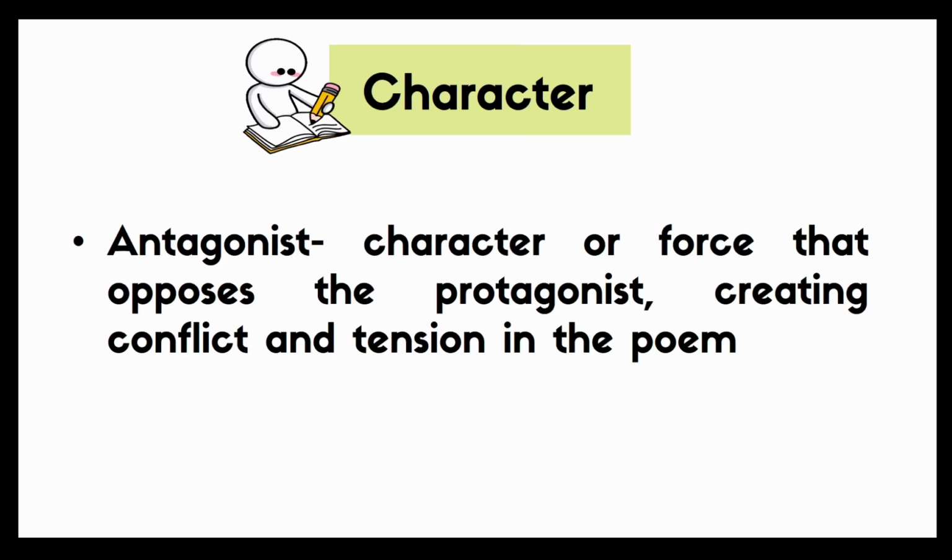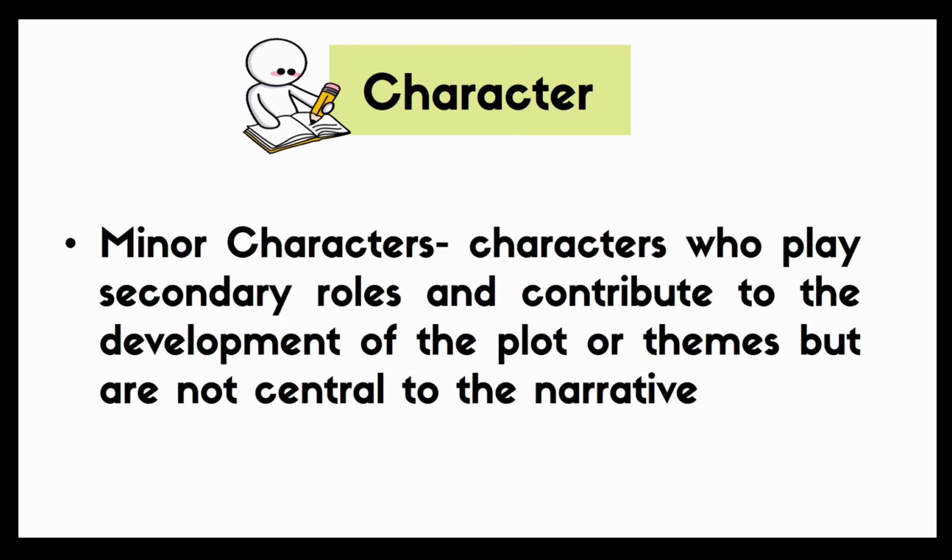The next is antagonist. It refers to the character or force that opposes the protagonist, creating conflicts and tension in the poem. And the last is the minor characters. It refers to the characters who play secondary roles and contribute to the development of the plot or themes but are not central to the narrative.